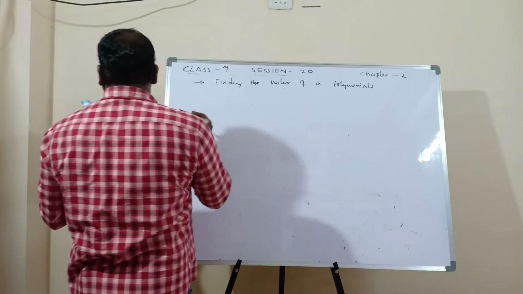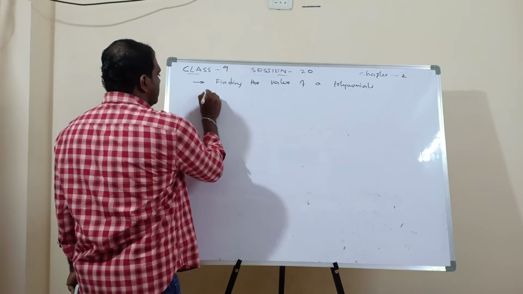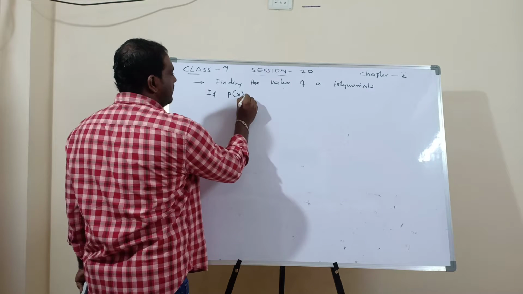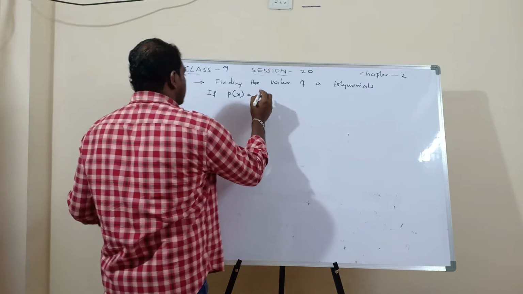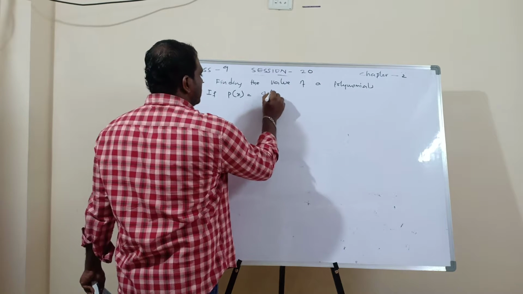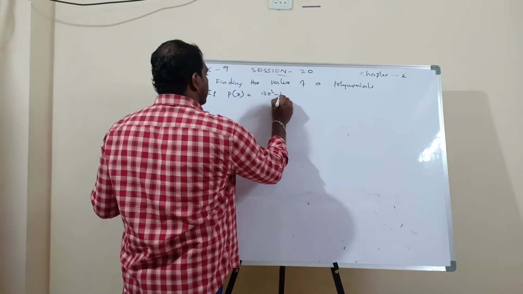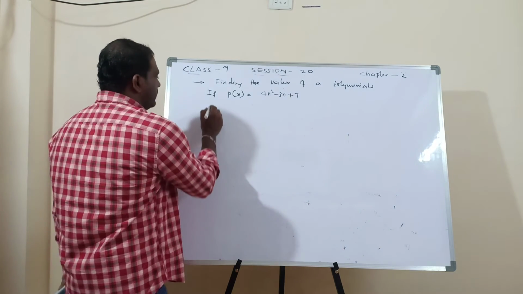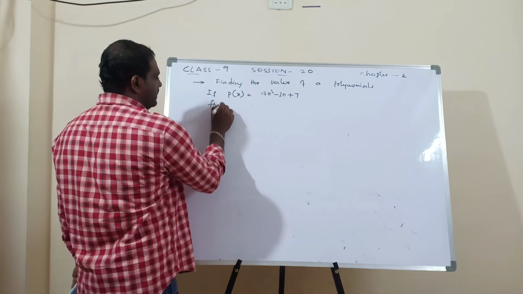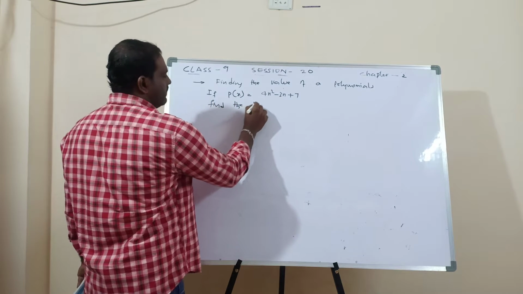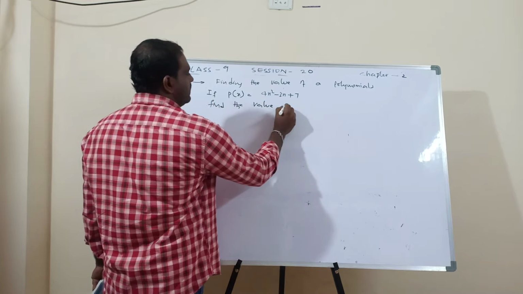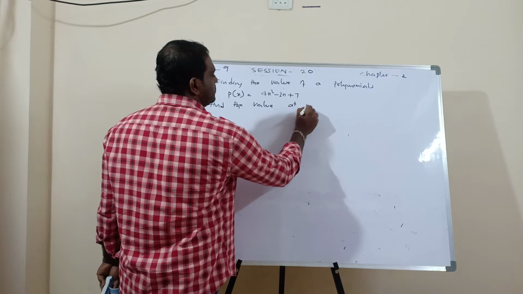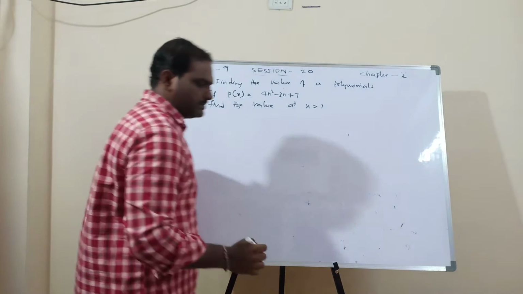The first one is, if a polynomial p of x is 4x square minus 3x plus 7, find the value when x is equal to 1. This is the question given.